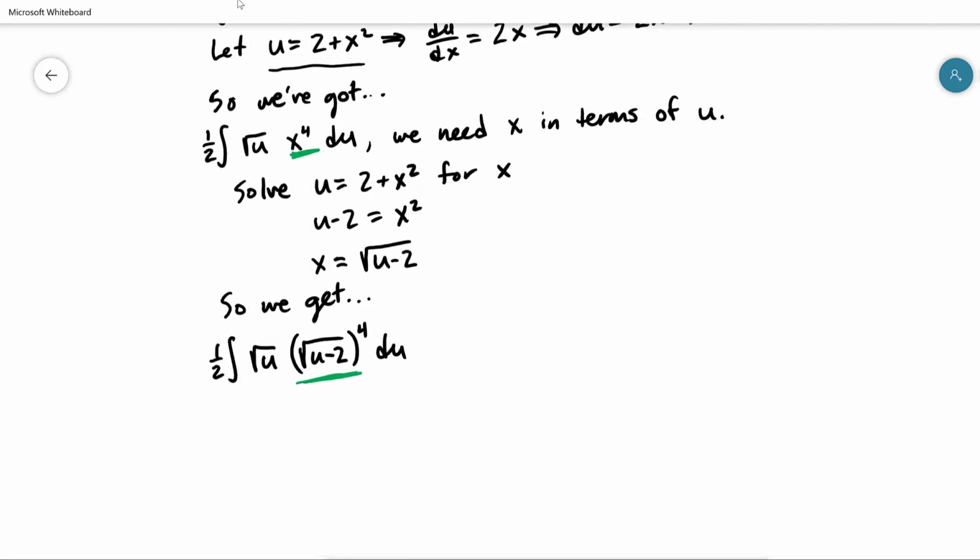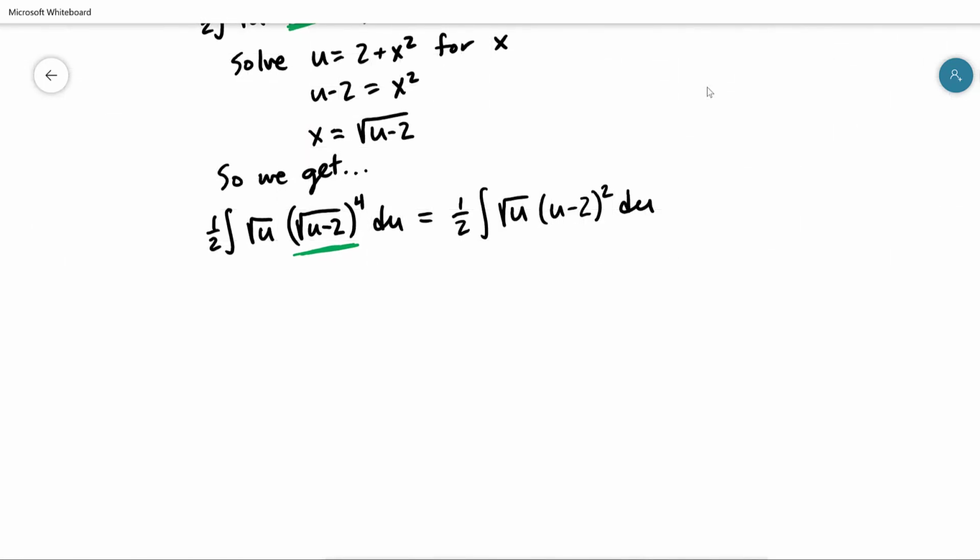So I'm going to start cleaning this up a little bit. I'm going to have this 1/2, the integral. I've got the square root of u. This term, when I raise it to the 4th power, is really just going to be u minus 2 squared du. And I'm just going to actually FOIL this out, and if we multiply this through, this is just going to be a big ugly polynomial at the end of the day with weird fractional powers. So I'm just going to FOIL this piece out, and then multiply through by the square root of u. And I'll have just a big ugly thing where we can do a bunch of different power rules on it. So what do we get out of this?